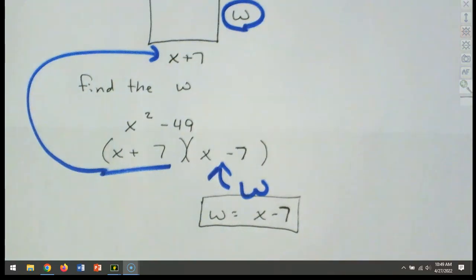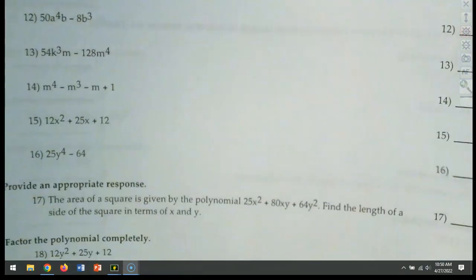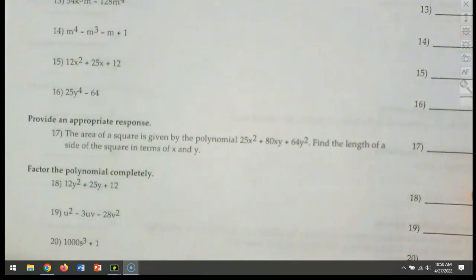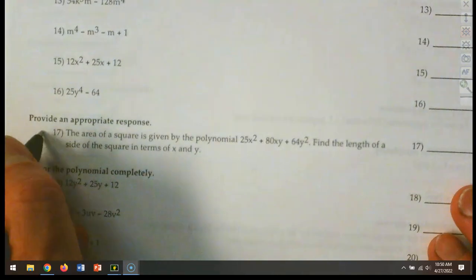5.4. Well, let's look at 17. I'll go over 17 with you.